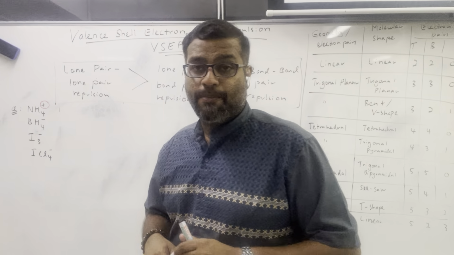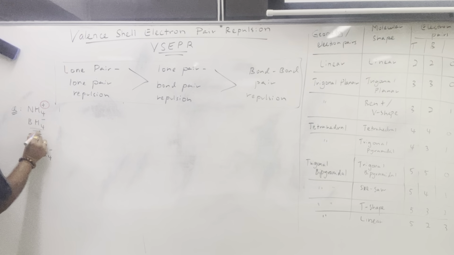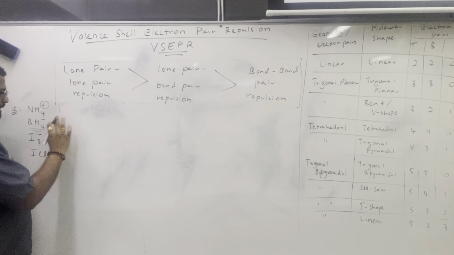As we already saw how the ammonium ion shape looks, now we're going to continue with the rest of the three polyatomic ions. So I'm going to show you how boron tetrahydride looks. Exactly the concept is the same.